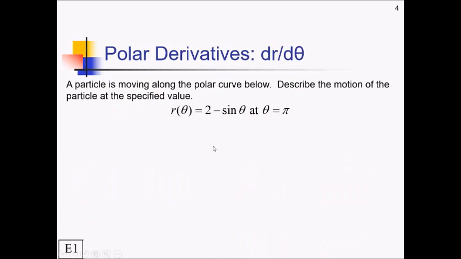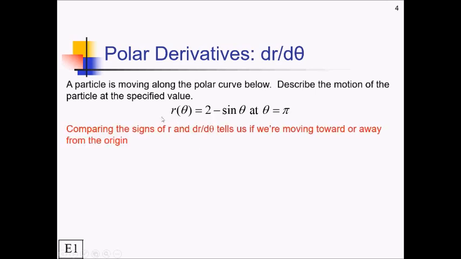We'll come back to graphing later on, but for now let's do something on the more algebraic calculus end of things. So with this one we have a particle moving along this polar curve. We want to describe its motion at this value here of theta equals pi. Now these types of problems of describe the motion, basic idea here is if you compare the signs of r, which tells you distance from the origin, and dr d theta, how that distance is changing, that just tells you if you're moving toward or away from the origin as you go around in terms of your angles.